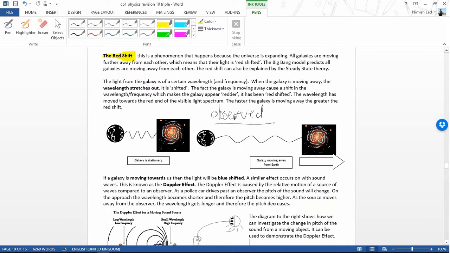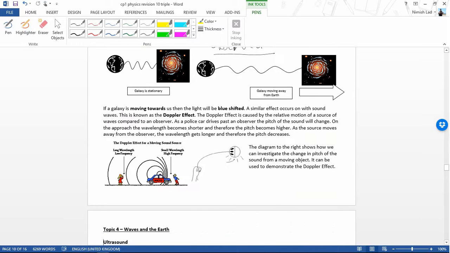Okay, the whole reason this occurs is because of something called the Doppler Effect. Here's the Doppler Effect here. This is a key idea here. The whole of this section here on the Doppler Effect is very important to know. So Doppler Effect is caused by the relative motion of a source of waves compared to an observer. So if one of them is moving compared to the other, you get the Doppler Effect.